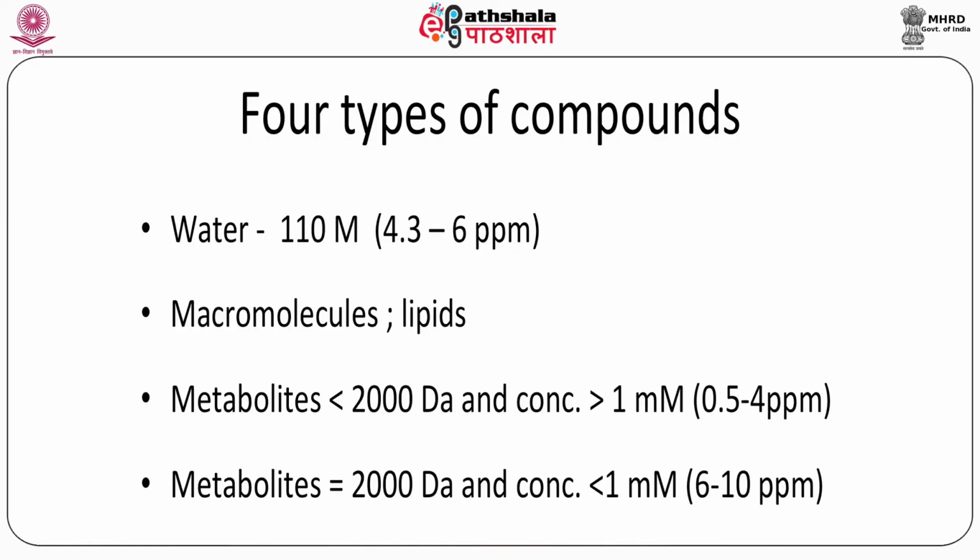Now let us discuss the proton MRS spectrum. Let us start with the composition. The proton MRS spectrum predominantly contains water, which resonates at 4.3 to 6 ppm, macromolecules, the lipids, metabolites which are less than 2000 kilodaltons resonating at 0.5 to 4 ppm, and metabolites less than 1 millimole resonating at 6 to 10 ppm.